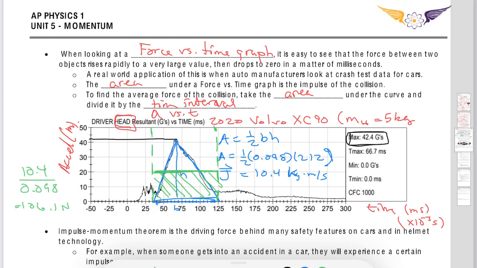And again, this is where car manufacturers come into play, and they talk about how we can make improvements and so forth.